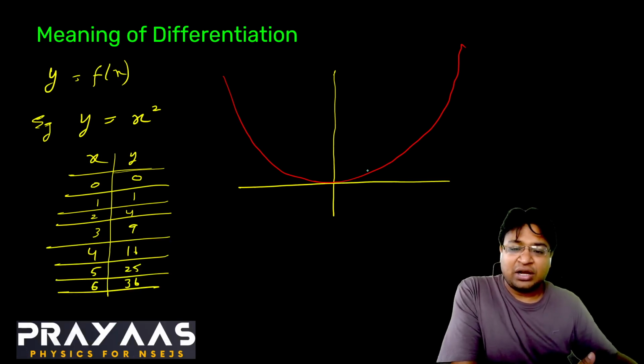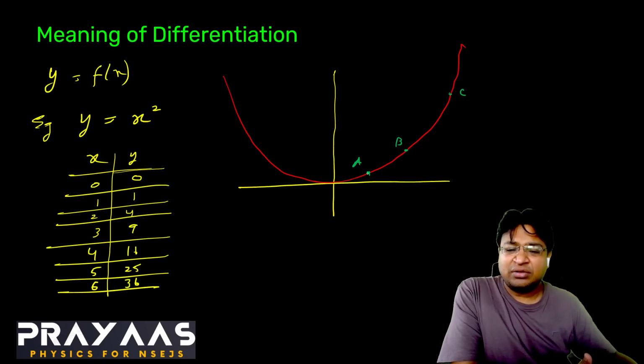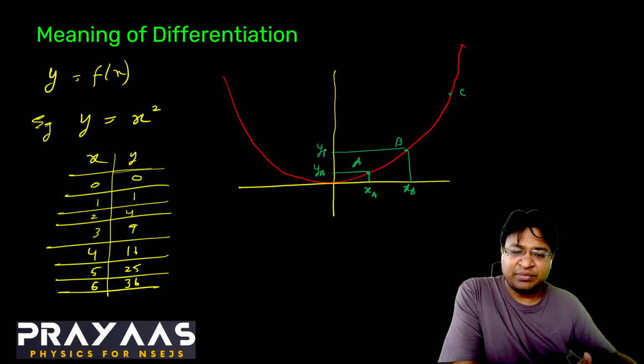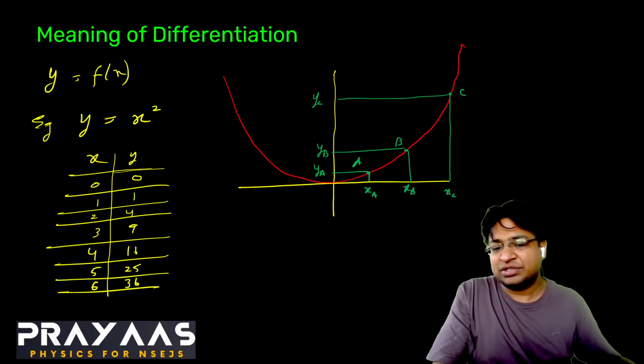Let's select point A here, point B here, and point C here, something like this. Okay. So we can see the x corresponding to A, and this would be the y corresponding to A. This would be xb, like this coordinate, and this would be yb. This would be xc, and this would be yc. So when we are changing x, in general, y is changing.